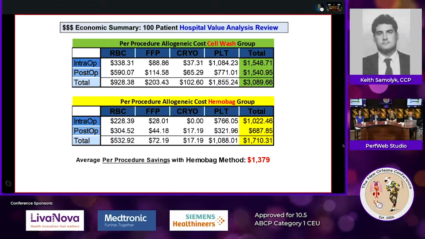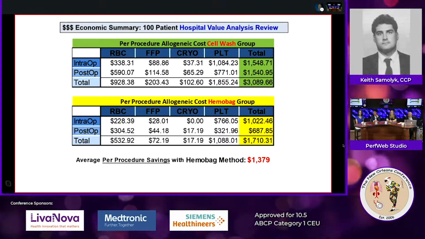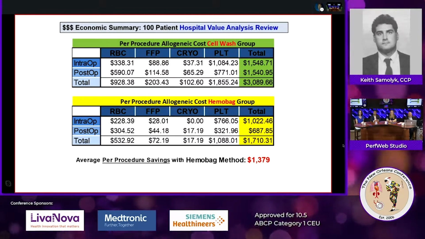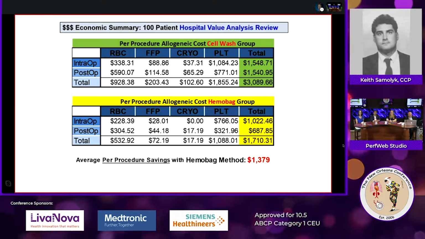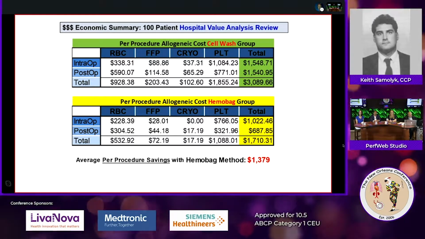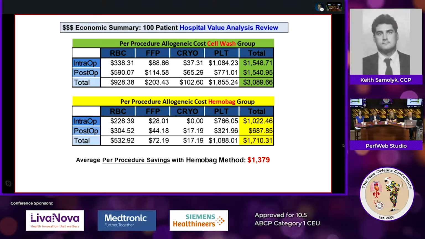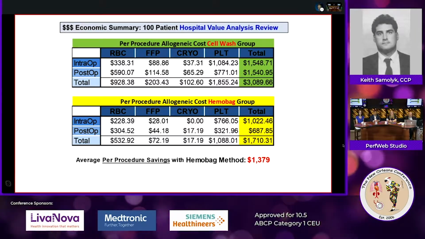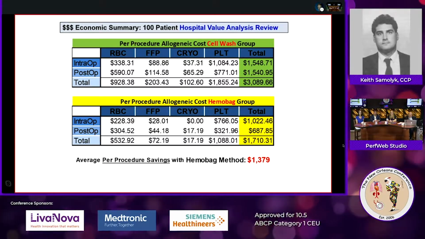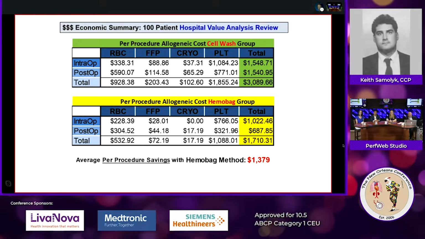So in order to get a product into a hospital, you have to prove that it's going to save them money. So this is 100 patients done at a hospital. I'm not going to tell you the name in Pennsylvania, but you can see on the top left, it says intra-op, post-op, and total. So it's RBCs, FFP, cryo, platelets. And on average, the total for each of those 50 patients was just over $3,000.